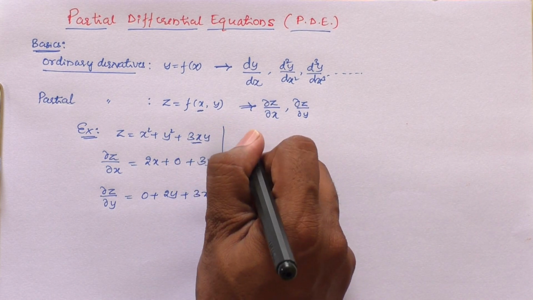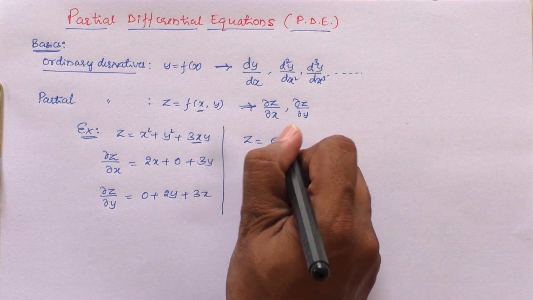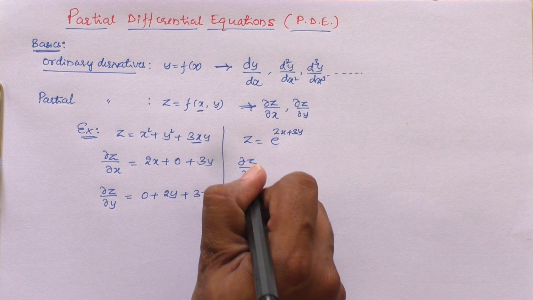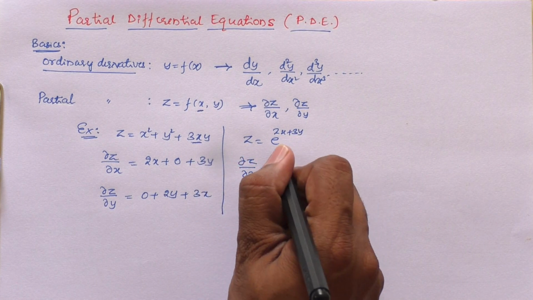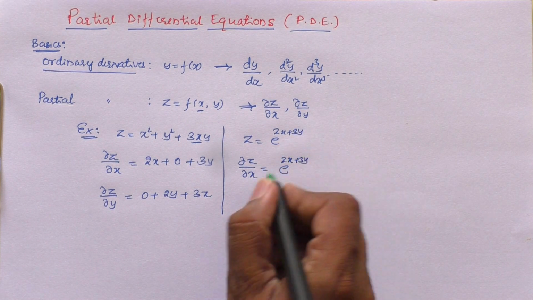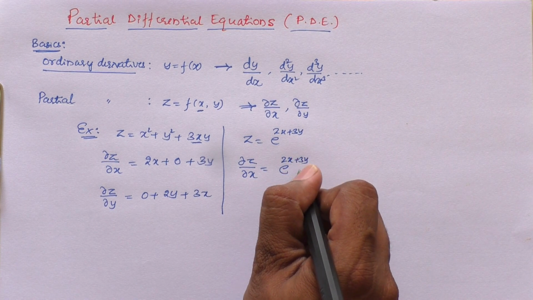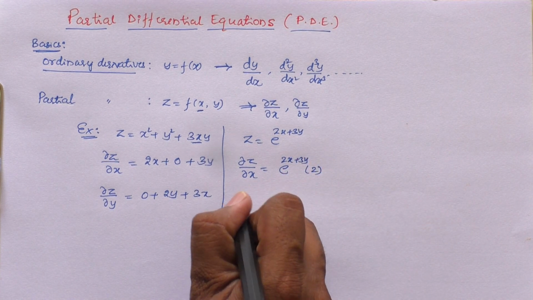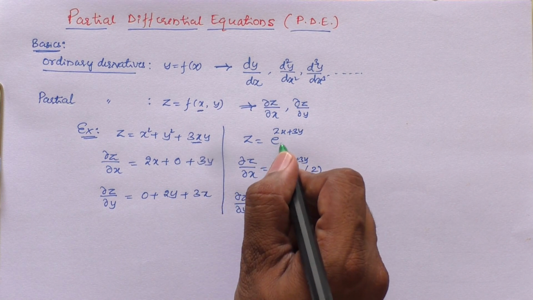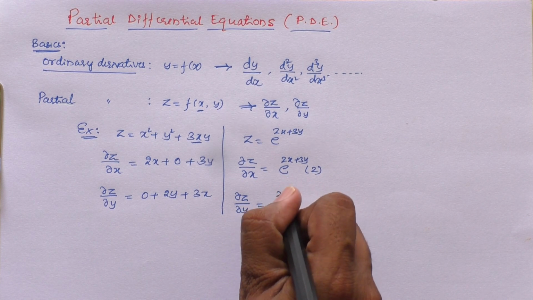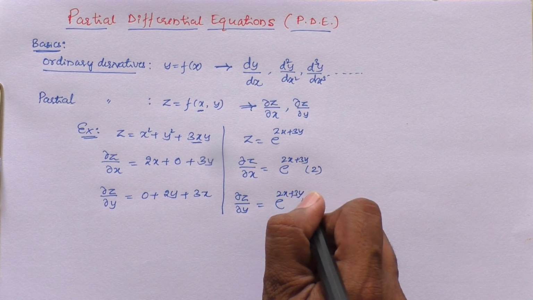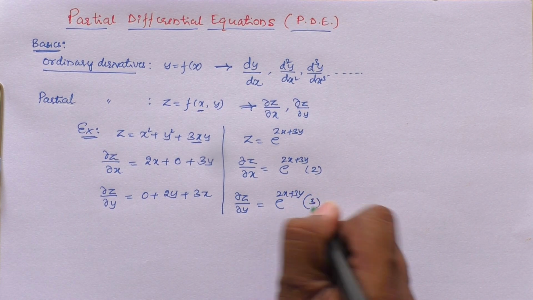If you consider another example, z equal to e raised to 2x plus 3y. What is dou z by dou x? Here, e raised to any x differentiation is e raised to x, so e raised to 2x plus 3y. With respect to x, the multiple of x is 2, so you have to multiply by that. Now dou z by dou y, differentiate z with respect to y. So e raised to 2x plus 3y, and the multiple of y we need to consider. X is constant, so the multiple of y is 3.